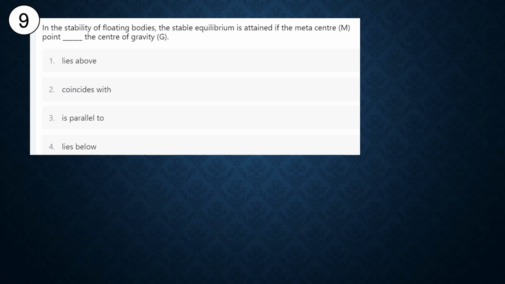Then next, question number 9. In the stability of floating bodies, the stable equilibrium is attained if the metacenter M is dash the center of gravity. The options are: lies above, coincides with, is parallel to, or lies below. Before discussing the answer, let's first discuss the conditions of floating bodies and stability of submerged bodies, and what the metacenter, buoyancy point and center of gravity are.